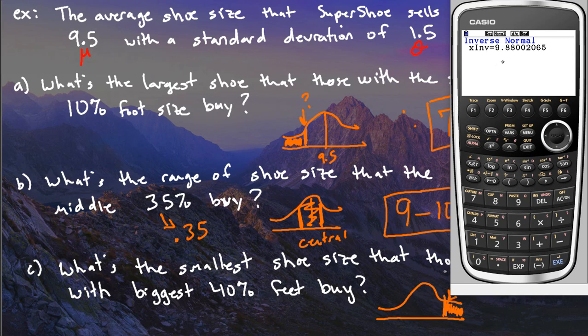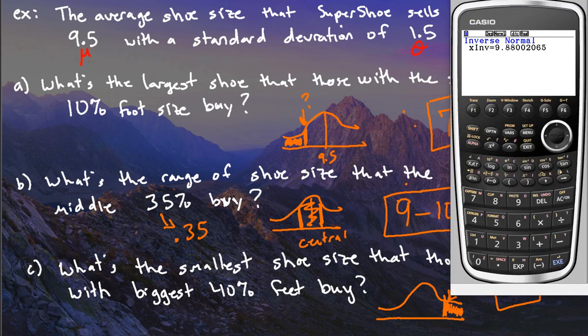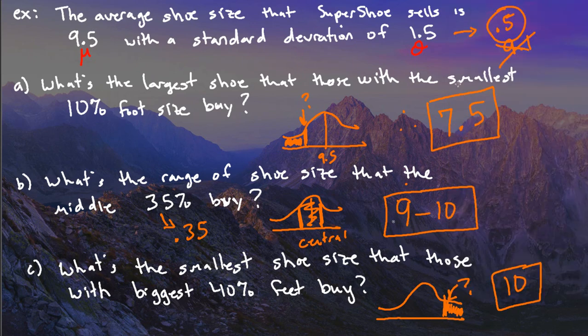9.88, so about a size 10 shoe is the smallest that they would buy. Again, this example was mainly talking about a weird circumstance where you only have half sizes, but the general gist is, unless you have a weird situation, you're going to take whatever number the calculator gives you and round according to the context of the problem.